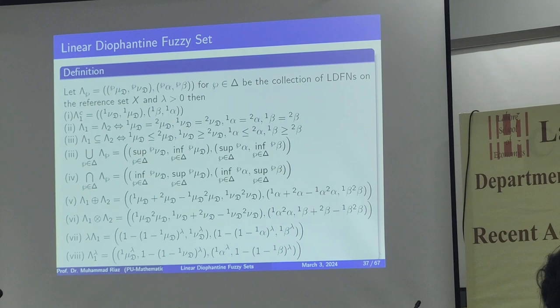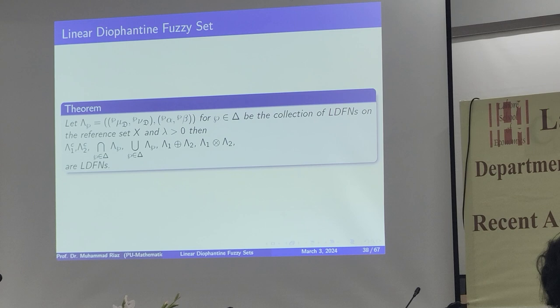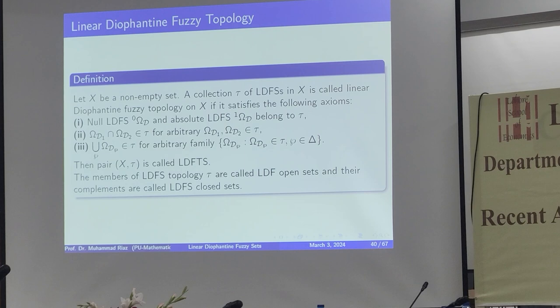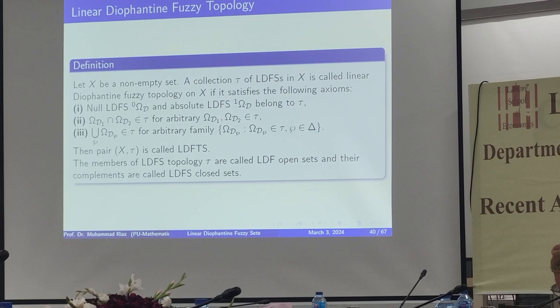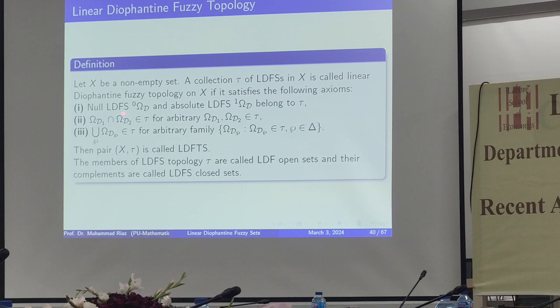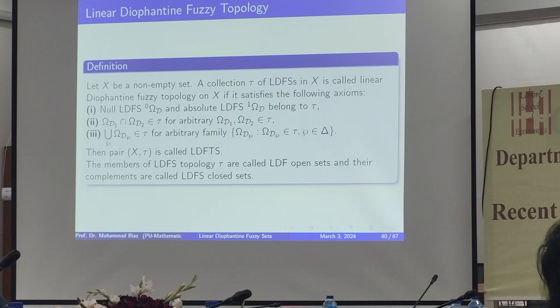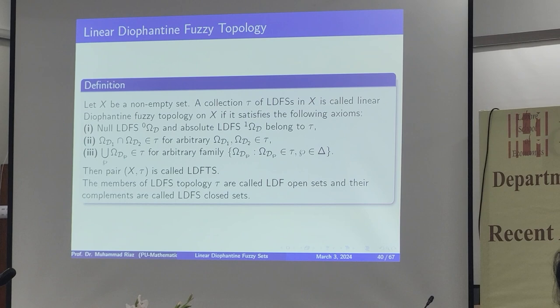So these are the basic fundamental operations of linear diophantine fuzzy sets, and these operations are closed in the 0-1 scale. This is an example. Then we define linear diophantine fuzzy topology. The idea is similar to crisp topology or general topology. The null set is replaced by the null linear diophantine fuzzy set, and the whole set X is replaced by the absolute linear diophantine fuzzy set. And similarly, we check the finite intersection.